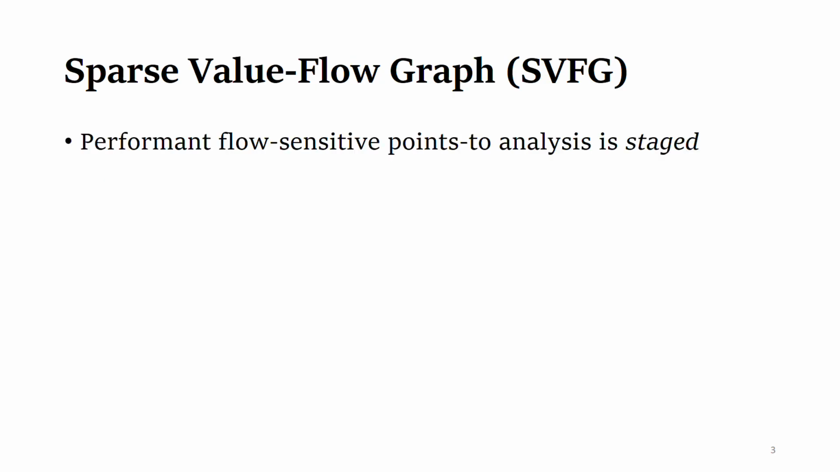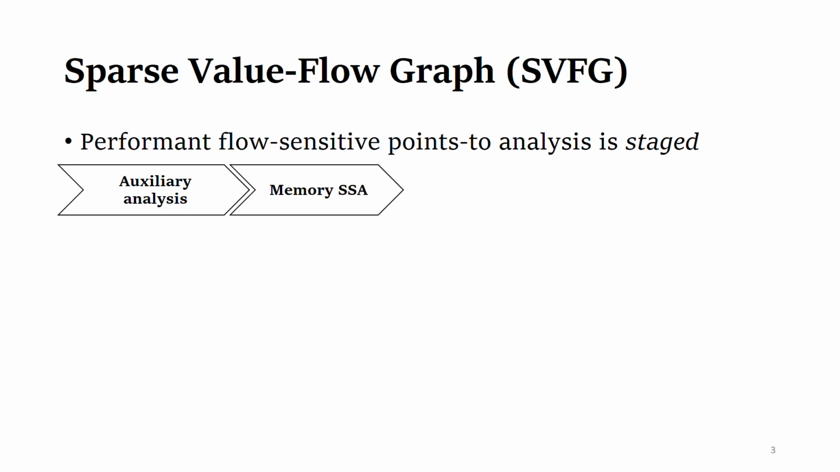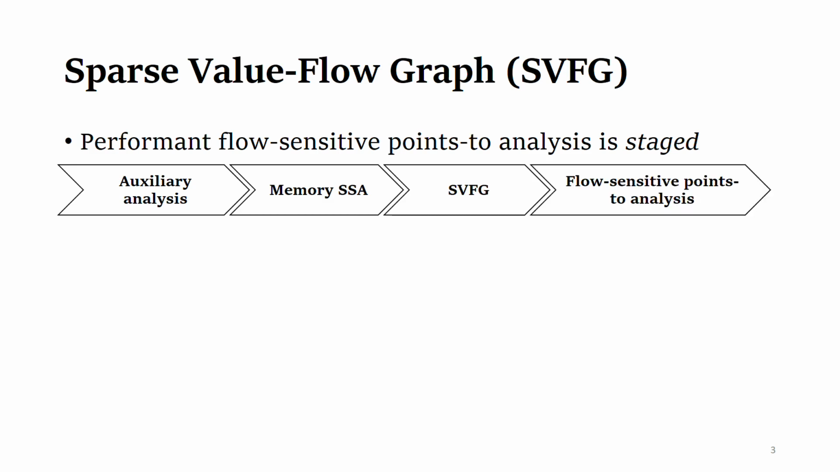Performant flow-sensitive points-to analysis is staged and is performed on the sparse value-flow graph, or SVFG, a sparse graph. We first perform a fast auxiliary analysis, for example a flow-insensitive Andersen's analysis, where points-to results are a superset of our desired flow-sensitive analysis. From there we can build the memory SSA form, which leads us to the SVFG, upon which we perform our flow-sensitive analysis. In the SVFG, nodes are instructions, and edges are divided into two types.